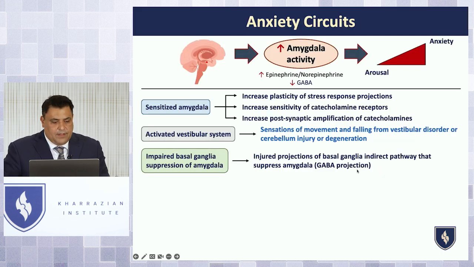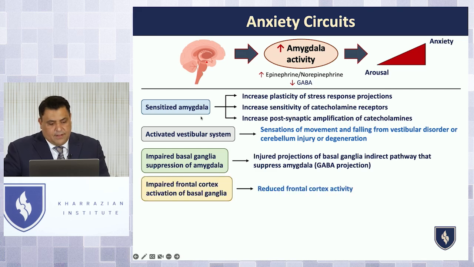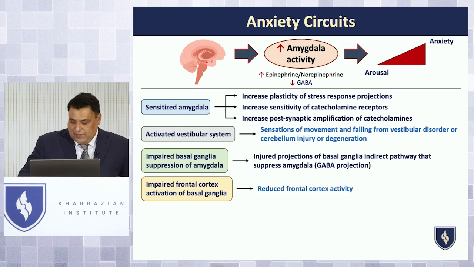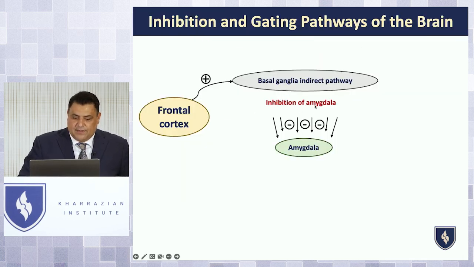Okay, now, in addition to the basal ganglia pathways that sensitize the amygdala, another circuit that causes anxiety is impaired frontal cortex activation of the basal ganglia. We talked about the basal ganglia suppressing the amygdala, but the basal ganglia gets most of its input from the frontal cortex. So when the frontal cortex can't excite or activate it, that's why it's the plus sign, then the basal ganglia indirect pathway can't inhibit the amygdala. And by the way, when you see people that have mood disorders, a majority of them have both depression, which is decreased frontal cortex, and anxiety, which is increased amygdala.